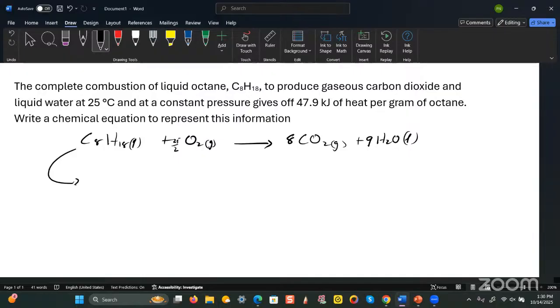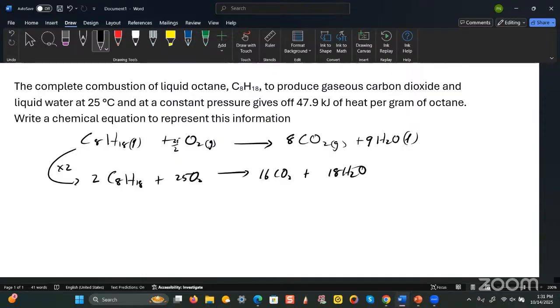We need to make sure that all the coefficients are integers, right? So how do we ensure that? Multiply everything by 2. So the equation becomes 2C8H18 plus 25O2, and then on the right side, we're going to have 16 CO2 plus 18 H2O. All right? So that would be the equation that we're going to work with. Okay. Now the question says that, and again, reading this carefully, you have to make sure that you interpret the question carefully, right?